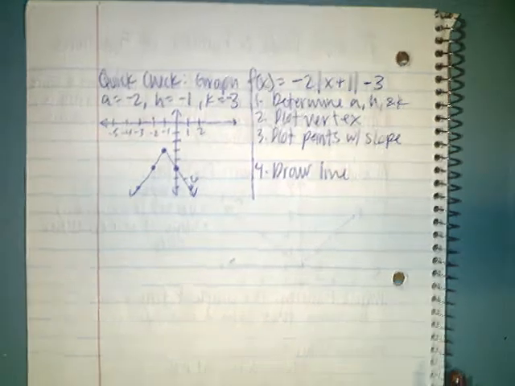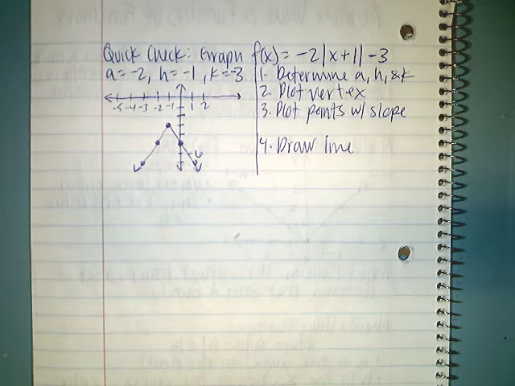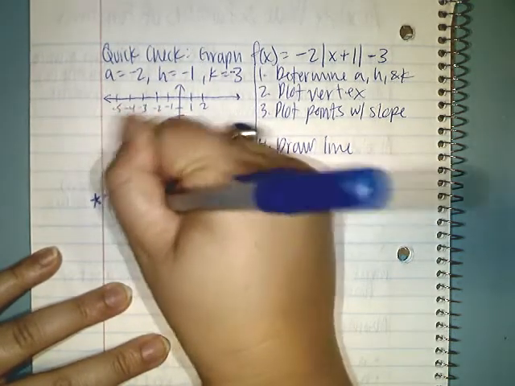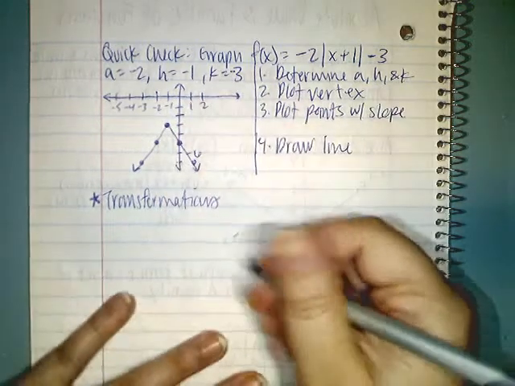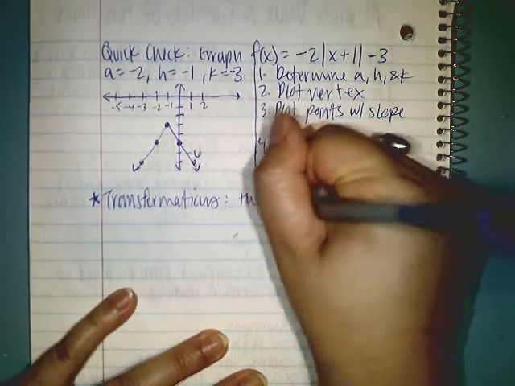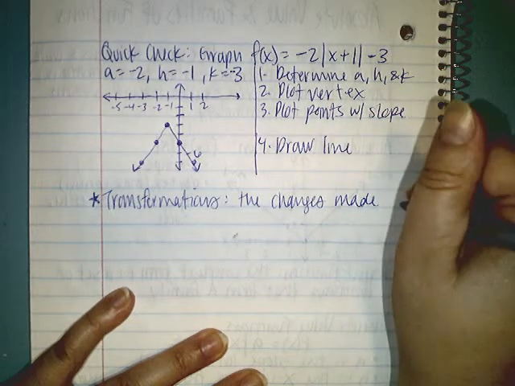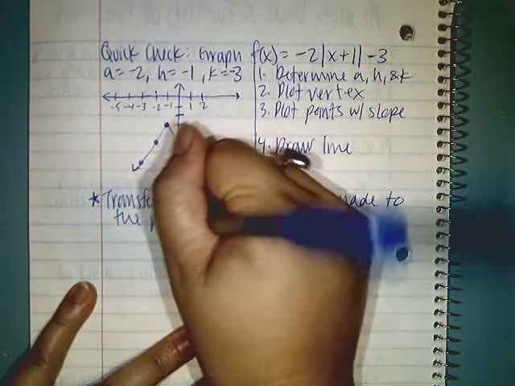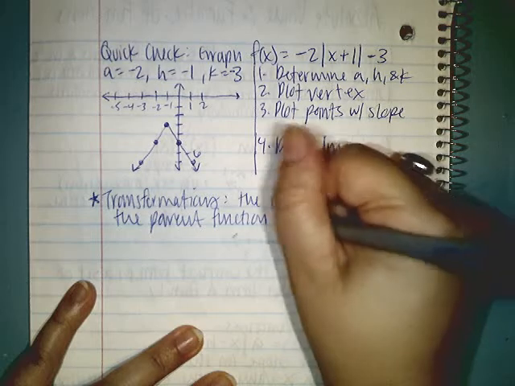So what I want to talk about now is some rules that we can sort of extrapolate from what we've been doing to make some larger generalizations about transformations. So transformations in math are the changes made to the parent function to make the other functions in the family.